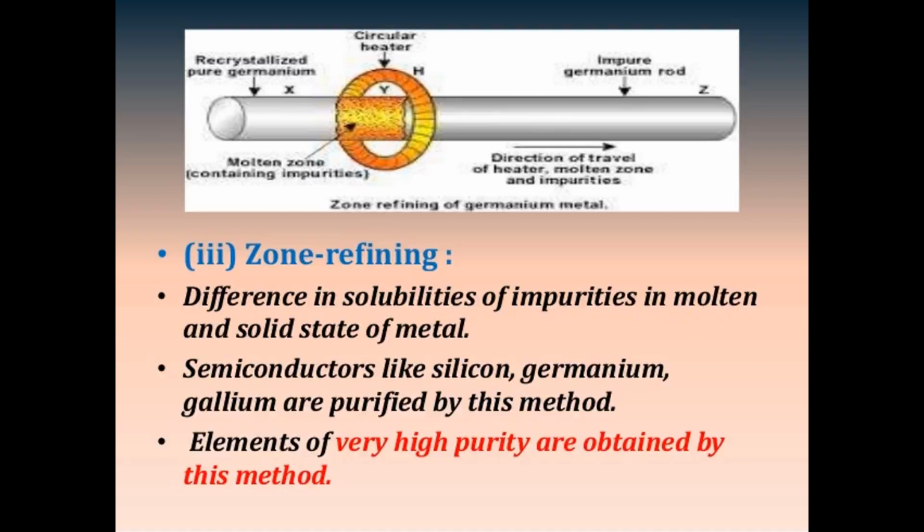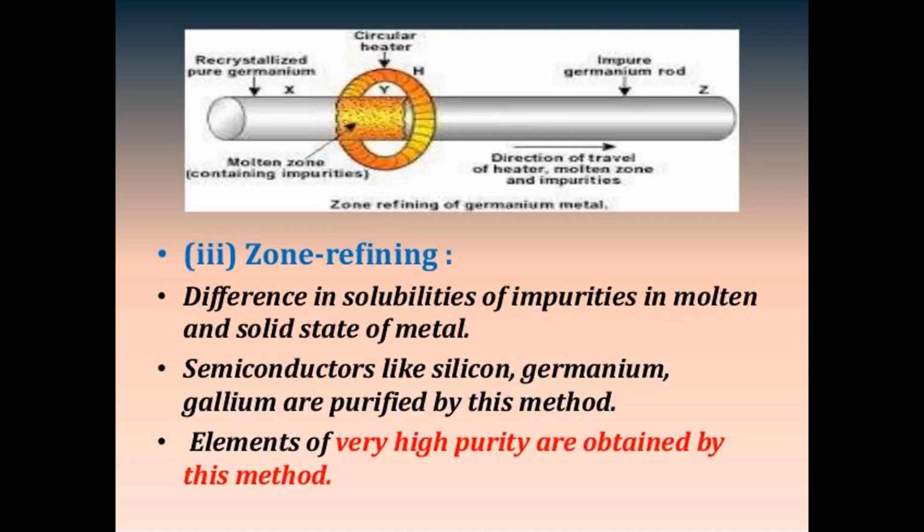In this process, the impure metal is taken in the form of a rod. One end of the rod is heated using a mobile induction heater. When the heater is slowly moved to the other end, the pure metal crystallizes, while the impurities move to the adjacent molten zone due to the movement of the heater. As the heater moves further, the molten zone containing impurities also moves along with it. This process is repeated several times, moving the heater in the same direction again and again to achieve purity.